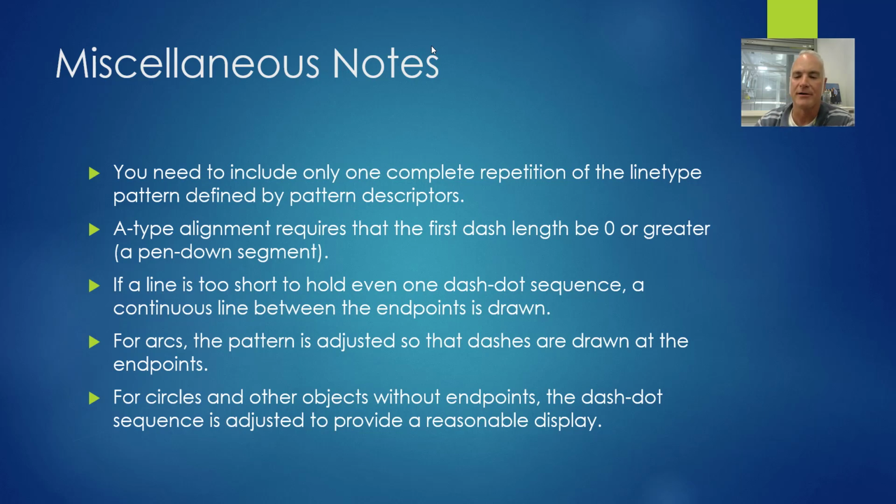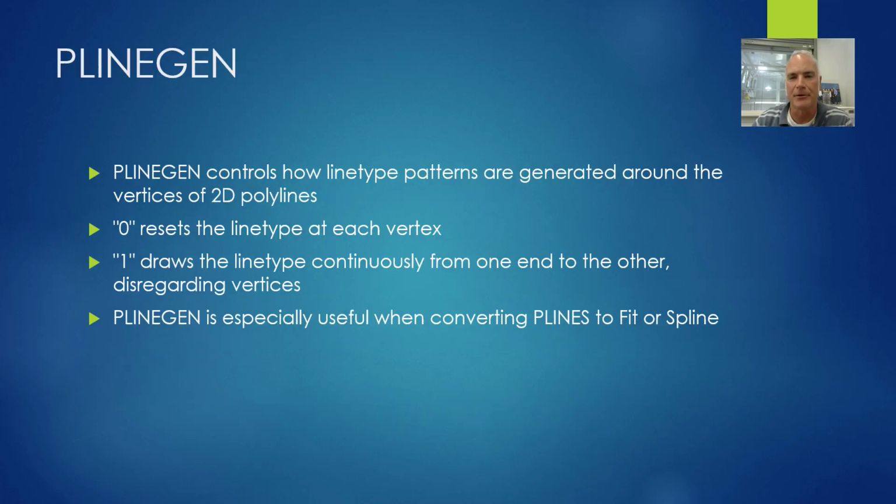For arcs, the pattern is adjusted so that the dashes are drawn at the endpoints. And for circles and arcs, or other objects with no endpoints, the dash dot sequence is adjusted to provide a reasonable display. Reasonable meaning that it does its best to estimate and maintain the numbers that you have given it in the code. A couple other things to consider is this PLINEGEN.